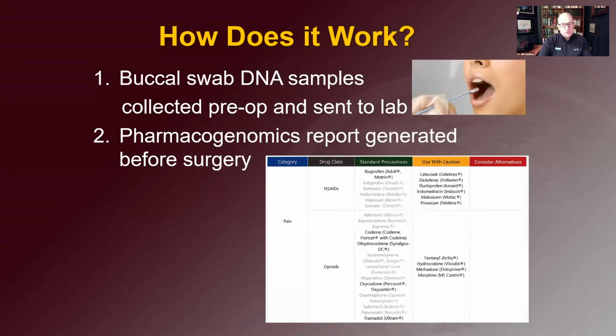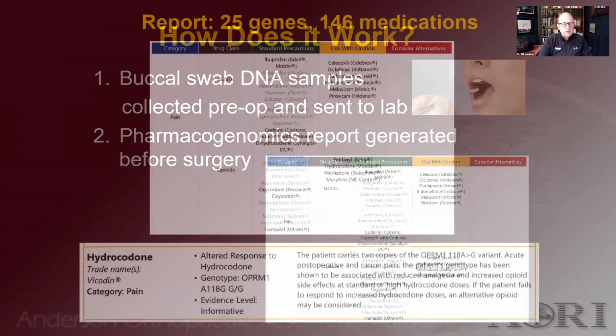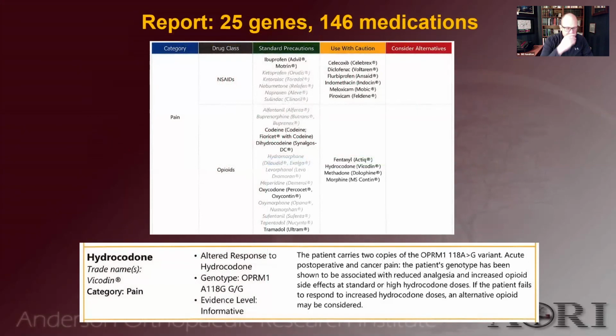But they'll get you this report, and basically you can see that there's drug classes. There's the green, yellow, and red columns. And it'll say, okay, this patient, all the meds in the green column are fine. Yellow, maybe not so much. And in red, there's potentially a problem. And it'll give you specific medicines.